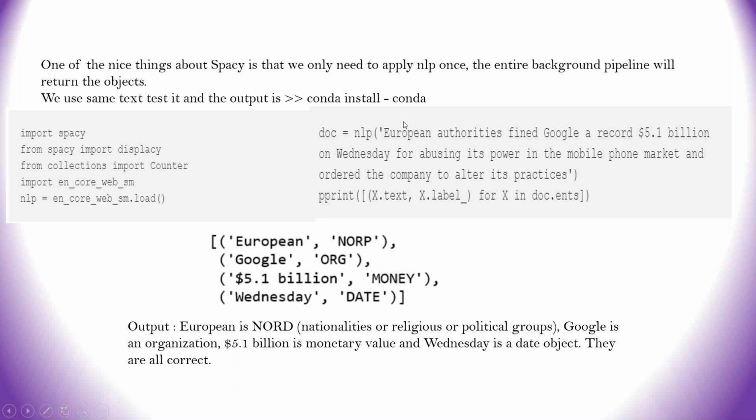We can also try out the spaCy package. The code is going to be discussed, and then I'll pass the code to you. You can also have a look at it. The nice thing about spaCy is that we only need to apply NLP once. The entire background work takes care of the object identification and returns it very easily. To install the spaCy package on the Anaconda platform, you can go to the Conda prompt and type conda install spacy. Then you can try installing this and run the code to identify entities.